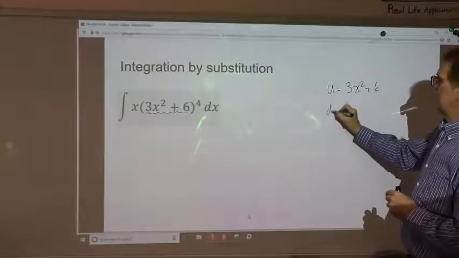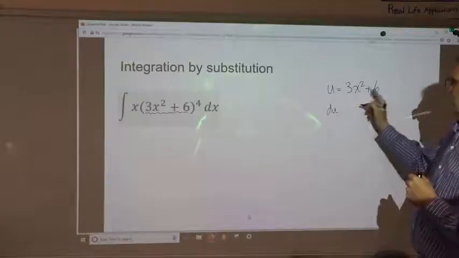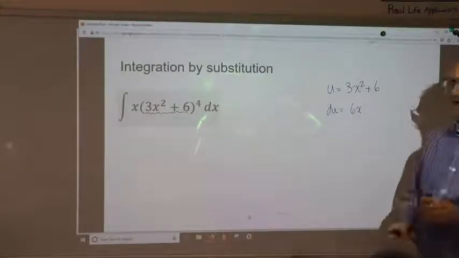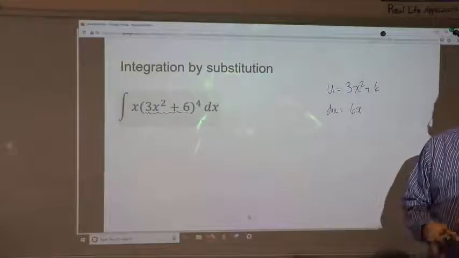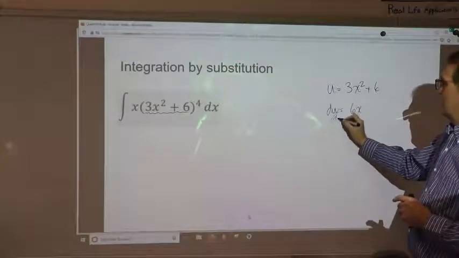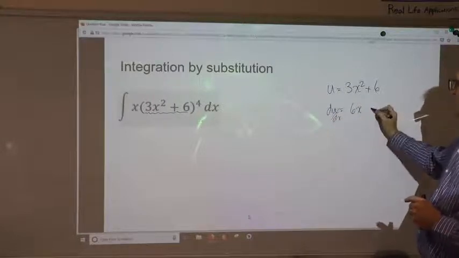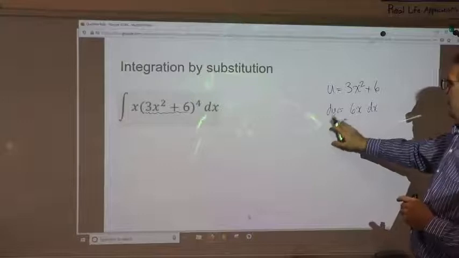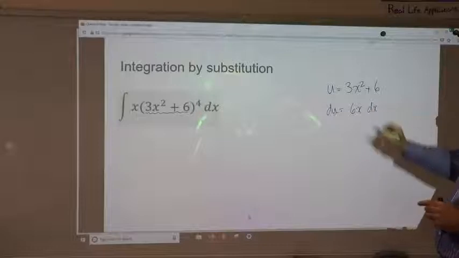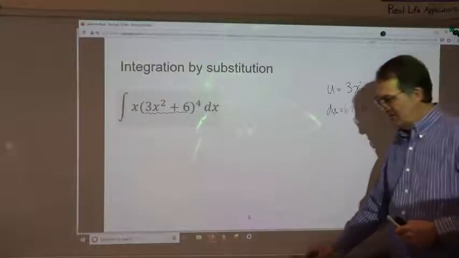Now my du is the derivative of 3x squared plus 6, so that's just 6x. And if you watched one of the videos before, I'm going to be consistent with it. Normally, we write du/dx, but it's like I'm multiplying with the dx. So du is equal to 6x times dx.